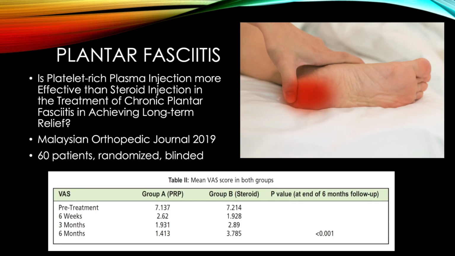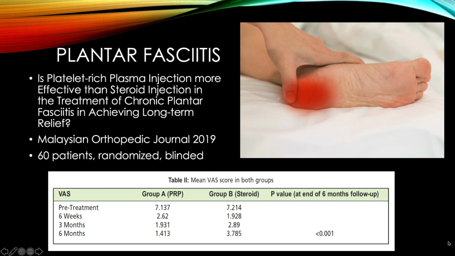Now, for plantar fasciitis, this was out of the Malaysian Orthopedic Journal just last year, and it showed that PRP injections were extremely helpful for plantar fasciitis. For instance, if you look at the visual analog scale table here, before treatment it was around 7. 6 weeks out, the steroids actually were doing better. But look what happens when you go to 3 months and to 6 months. The PRP group gets better and better. It just keeps on getting better. And this was statistically significant.